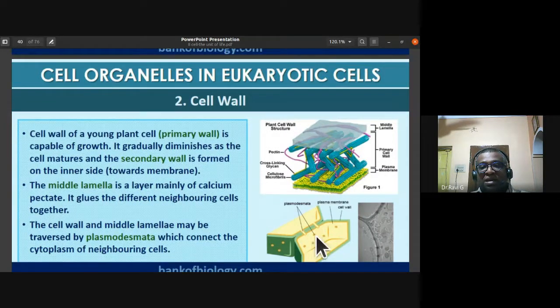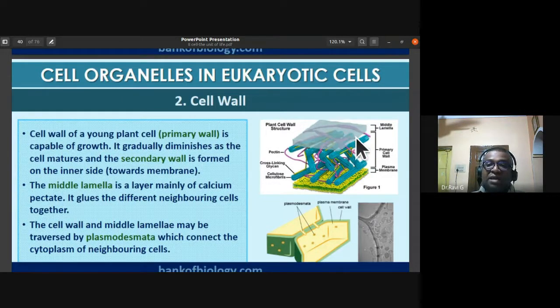So the middle lamella layer is a layer made up of calcium pectate. You can see it here. This is the primary cell wall, and the plasma membrane is here. You can notice that above the primary cell wall is the middle lamella. The middle lamella is made up of calcium pectate, which glues or sticks the different neighboring cells together.